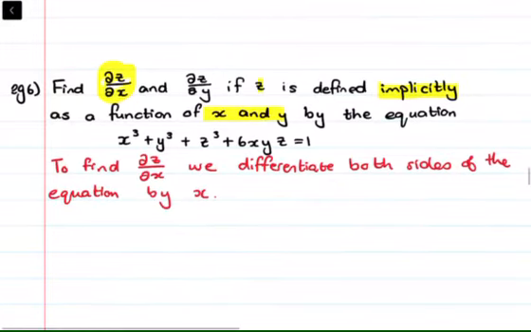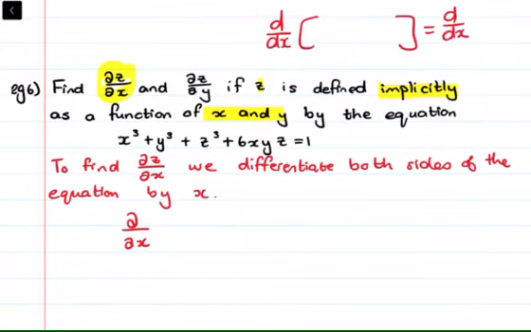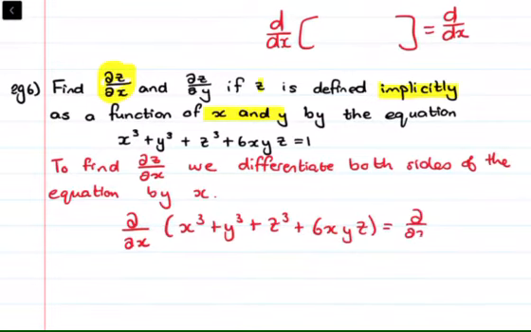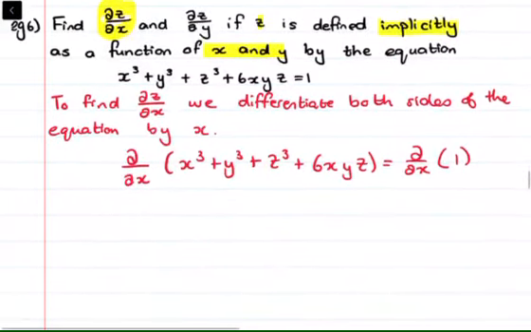So what do I mean? It means that we take partial x. Remember that is where we would write d dx of whatever is equal to d dx. To emphasize that this is a function of several variables, we use partials. So of x cubed plus y cubed plus z cubed plus 6xyz is equal to partial x of 1. That's what we do. Now let us then find the partial derivatives.